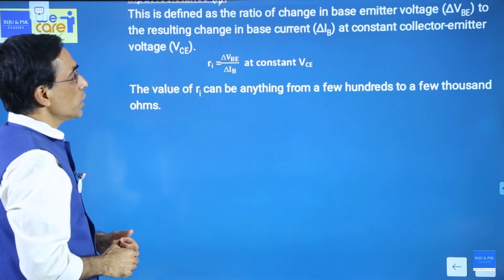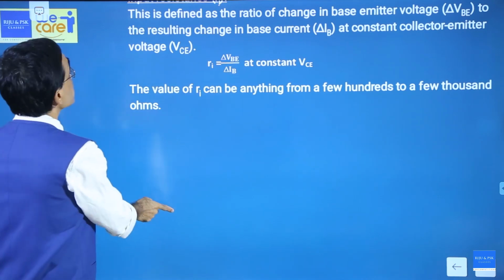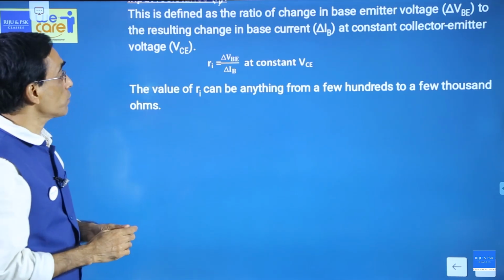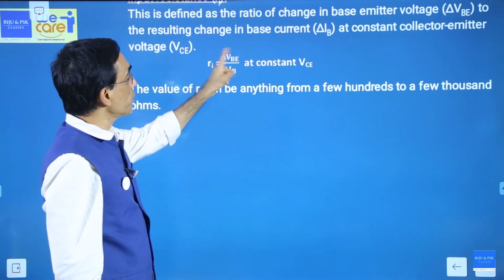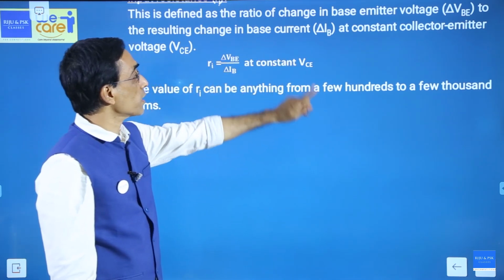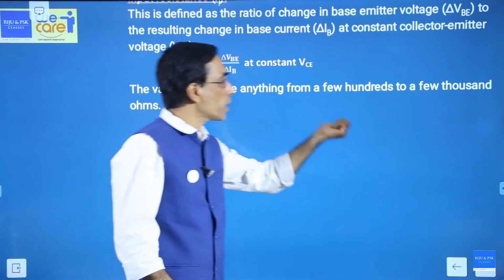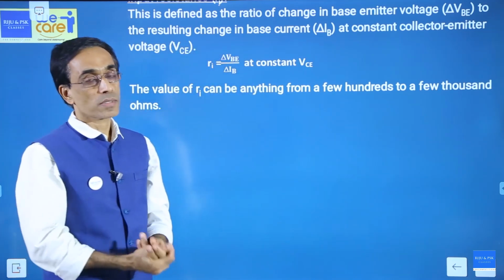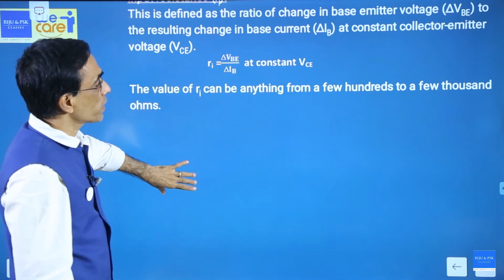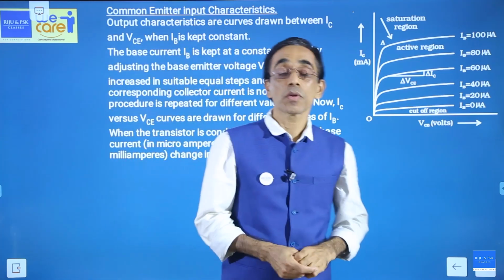Now you can define the resistance. The input resistance, that part is missing. Anyway, input resistance is defined as the ratio of the change in the base emitter voltage to the change in the base current at constant collector emitter voltage. This definition should be clear. And you can see that the value is not very high, a few hundred to a few thousand ohms. That is the value of the resistance. So the input resistance, the ratio, the slope, everything is discussed here. Now what we have is the output characteristics, which we will do in the next class.